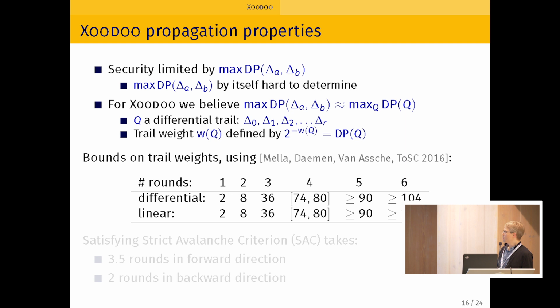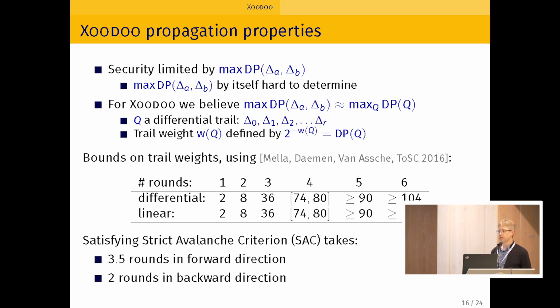And then for 4 rounds and 5 rounds, we also did the exercise that's updated compared to the paper. So for 4 rounds, we could prove the bound of 74, and we found an instance of 80. So we don't know if this 80 is the best or not. We just have an example. For 5 rounds, we didn't have an example, but we could prove that the weight is at least 90. And the same goes for linear. Differential and linear trails have the same bounds on purpose, by design. We chose the rotation constants such that this situation is like this.